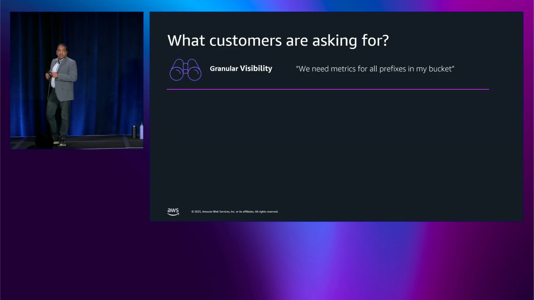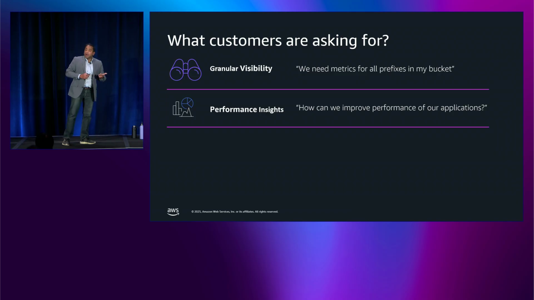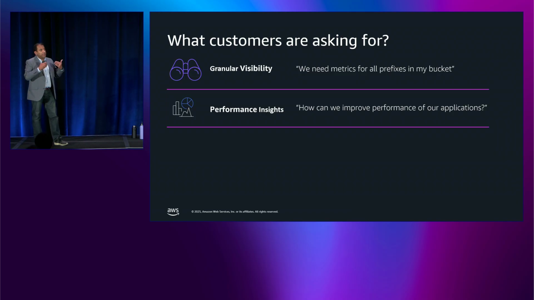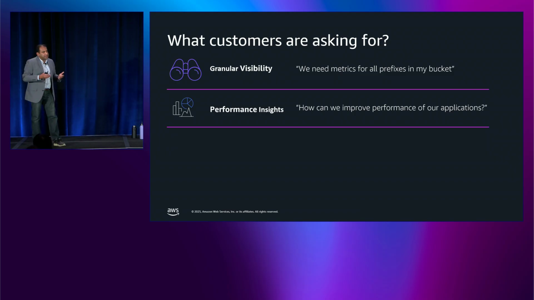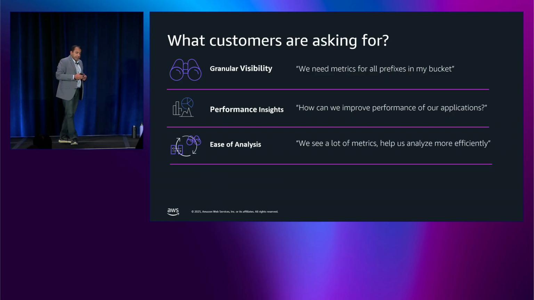Number one, on visibility, precisely what Bea was trying to explain here, that folks like Netflix need metrics for all prefixes in their buckets, not just the top prefixes. So that's been an area of focus. The second one is around performance insights. Customers want to understand how can they improve their application performance when it's accessing data in S3, right? Very much like the use case Austin went through around machine learning or data analytics. You do not want your compute waiting on getting data from S3. That's expensive.